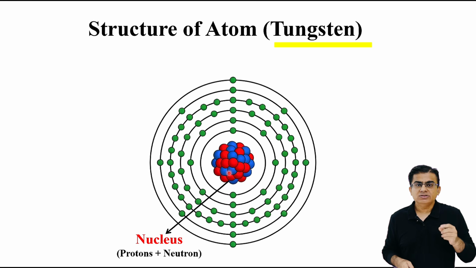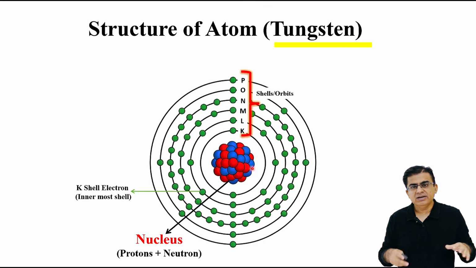Now look at the black circles around that central nucleus. These are orbits, also called shells. You can also see green colored dots. These are the negatively charged electrons. These electrons do not float randomly, but rather stay in their respective orbits or shells.